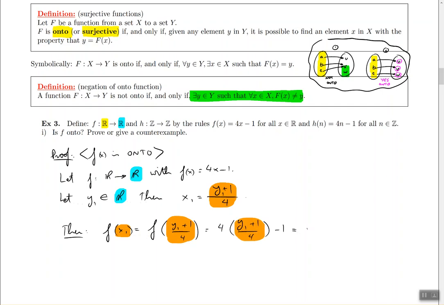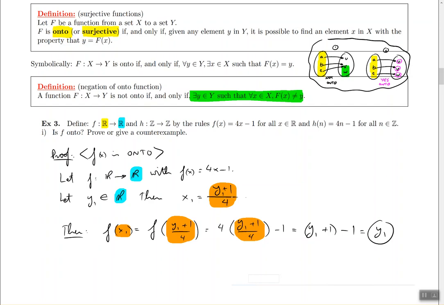If I FOIL everything out and combine like terms, I'm going to end up with y sub 1 plus 1 minus 1, which is at the end y1. So this is indicating to me that if I plug in the x1 into the function, I'm going to get the y1, the image that I want. And that's exactly what it means to be an onto function.